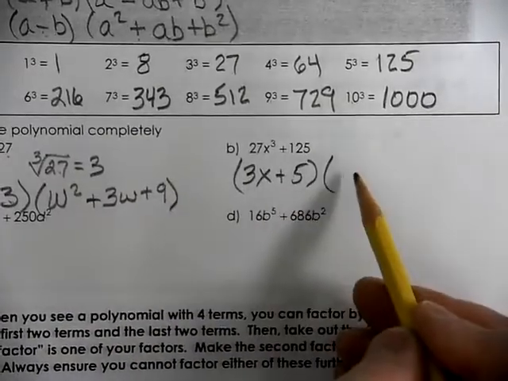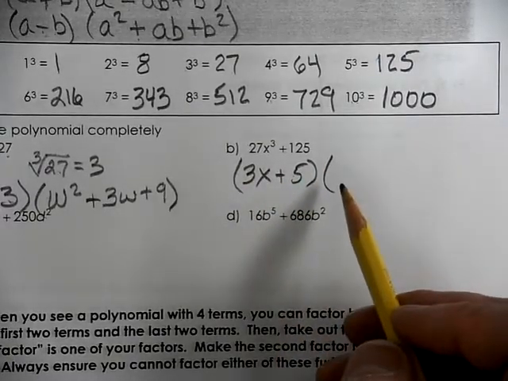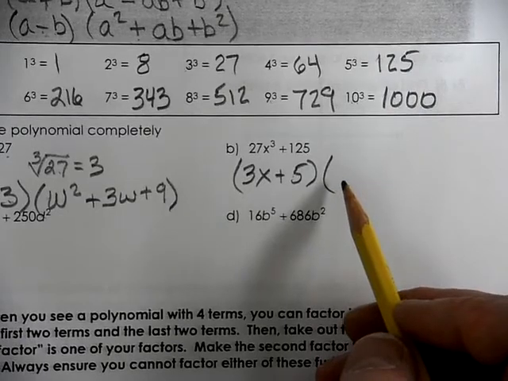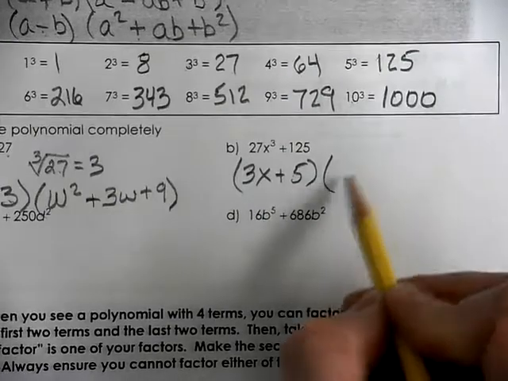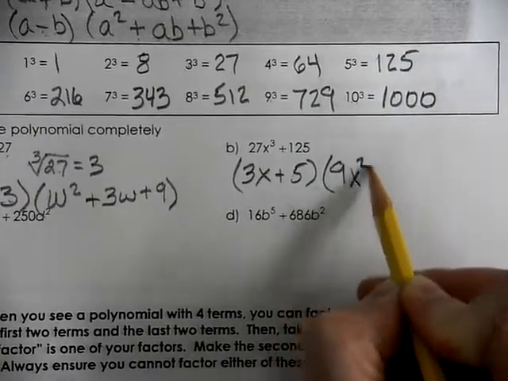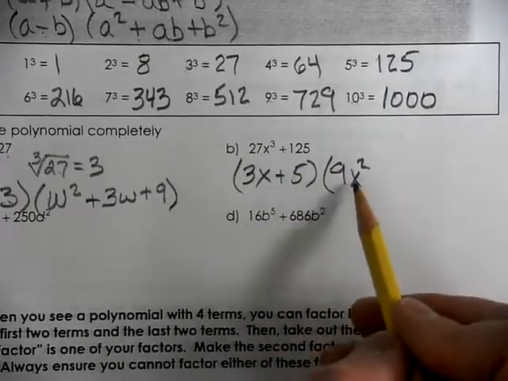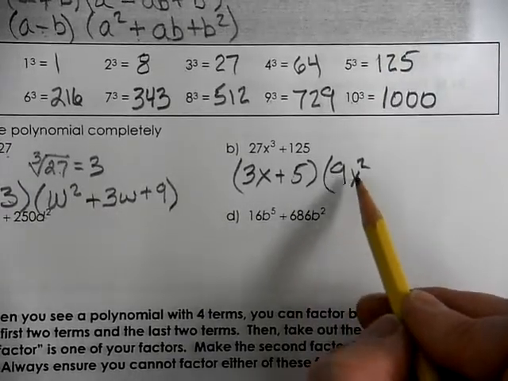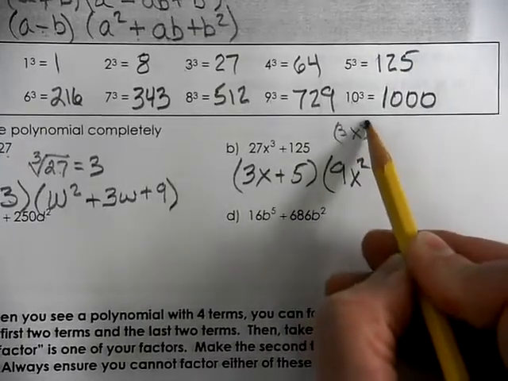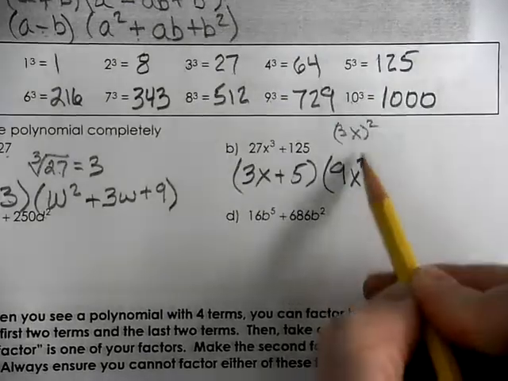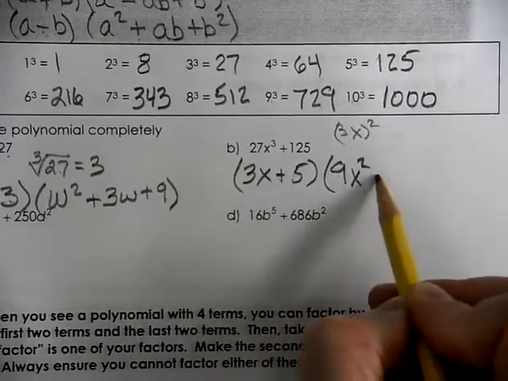What's going to be our first term? It's going to be 3x, but we have to square it. What is 3x being squared? 3 times 3, x times x. You've got to make this a 9. You can't just say 3x and put a square above it. It would have to be 3x with parentheses around it. That's what we're squaring to make 9x squared. Then we change the sign.